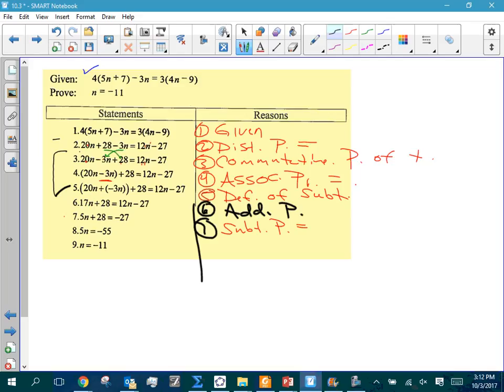What do they do then from 7 to 8? Subtraction again. And why? The reason I developed it this way is so that we can see sometimes you will have successive reasons of the same statement or the same argument. Okay? And then how do they go from 8 to 9? Good. Division property of equality. Okay?